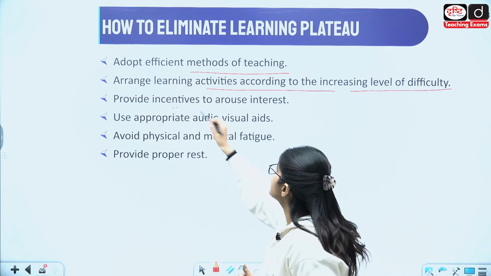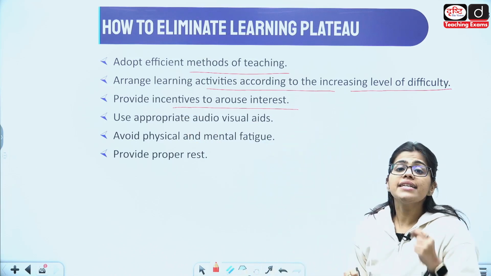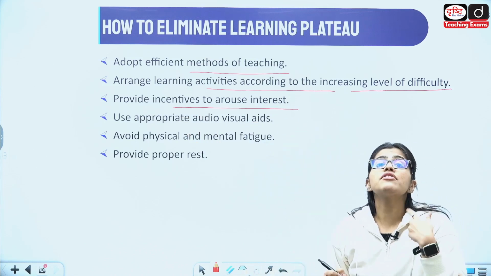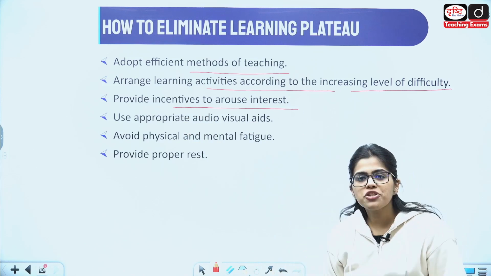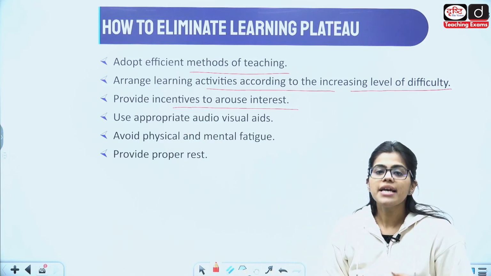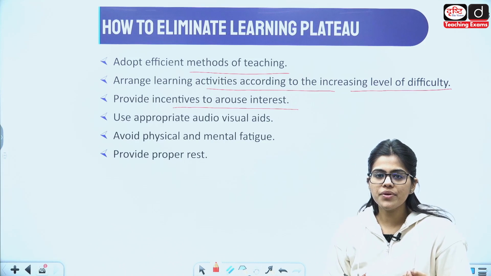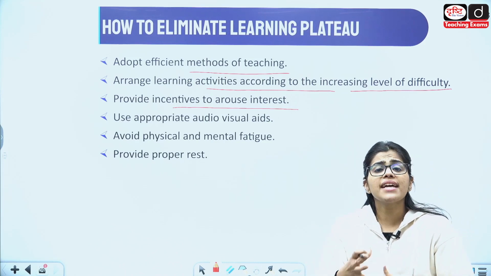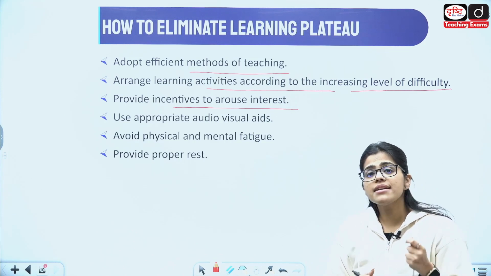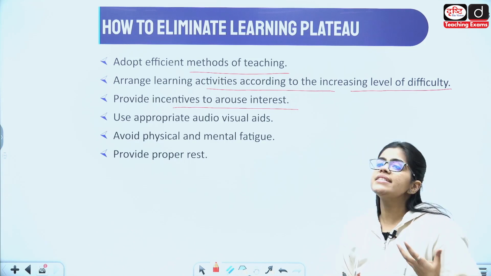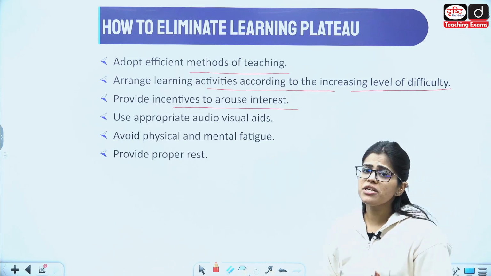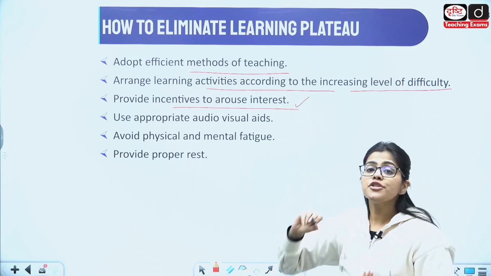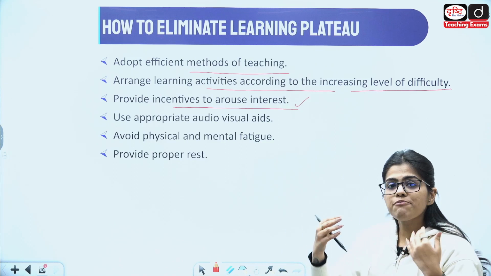Then provide incentives to arouse interest. It is very important that the teacher gives rewards. So with reward and punishment, this is what Skinner has also said. B.F. Skinner talks about this only. Operant conditioning and classical conditioning are the two concepts that can be used in the class. B.F. Skinner talks about operant conditioning. So there can be rewards and punishment that can help the child to capture interest in that topic.